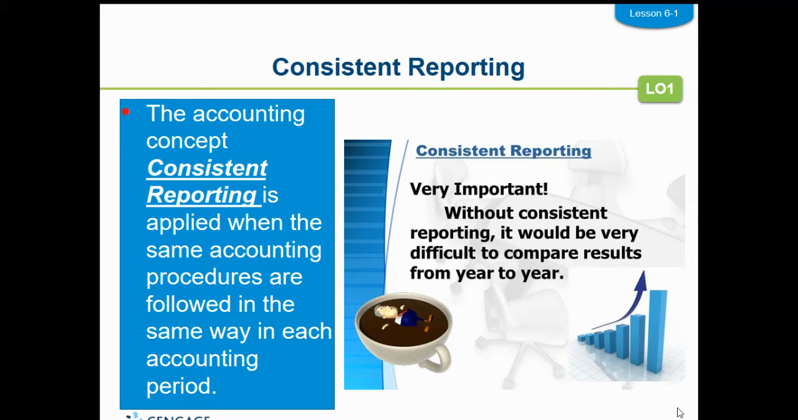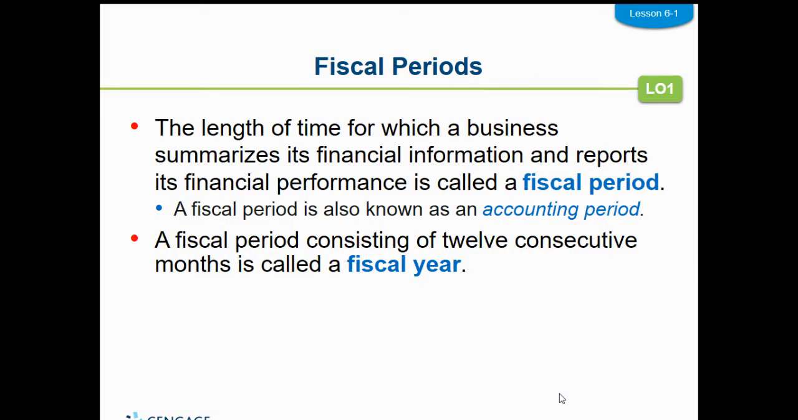So consistent reporting is really important in a business, to make sure that you're doing everything consistently the same way year to year. A fiscal period, which I mentioned a minute ago and we've talked about before, is a length of time that a business uses to summarize their financial data. Typically, it is going to be 12 consecutive months. It is not always going to be January to December like the calendar year. Sometimes it's July to June.